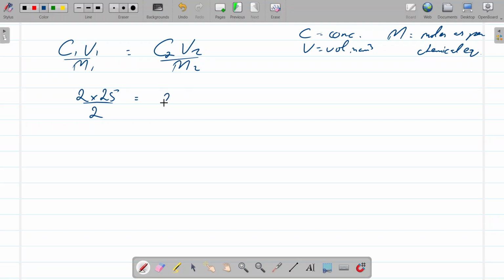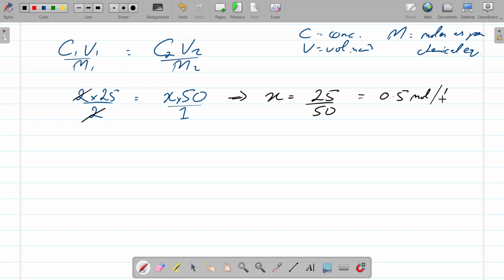The concentration of sulfuric acid is unknown, X. The volume is 50 cm³, so multiplied by 50. And the number of moles in the equation is 1, since it's 2 NaOH plus H2SO4, so just 1 mole of sulfuric acid. The 2s cancel out, and so basically X equals 25 over 50, which gives you 0.5 mol per dm³.